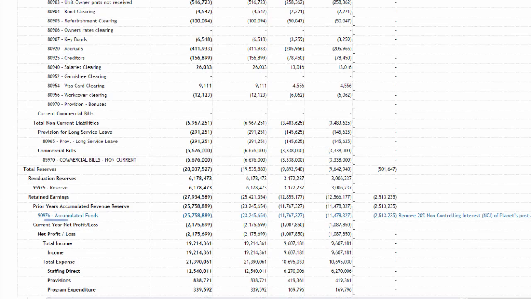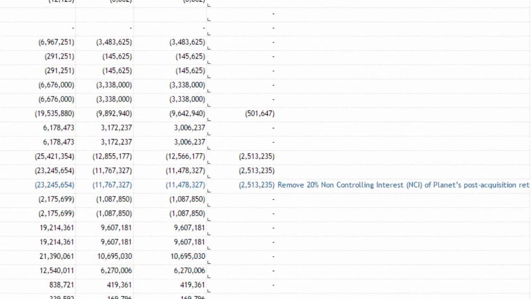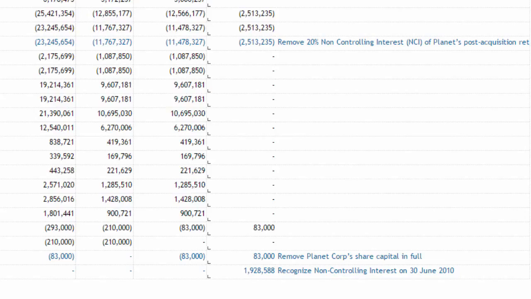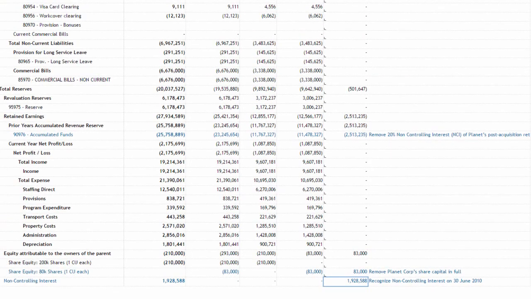The accumulated funds, we've removed the 20% non-controlling interest from the post-acquisition retained earnings. And finally, we've eliminated the 83,000 share capital from Planet Corp's balance sheet via the elimination entity, and also recognise the non-controlling interest as at the 30th of June as that reporting date.